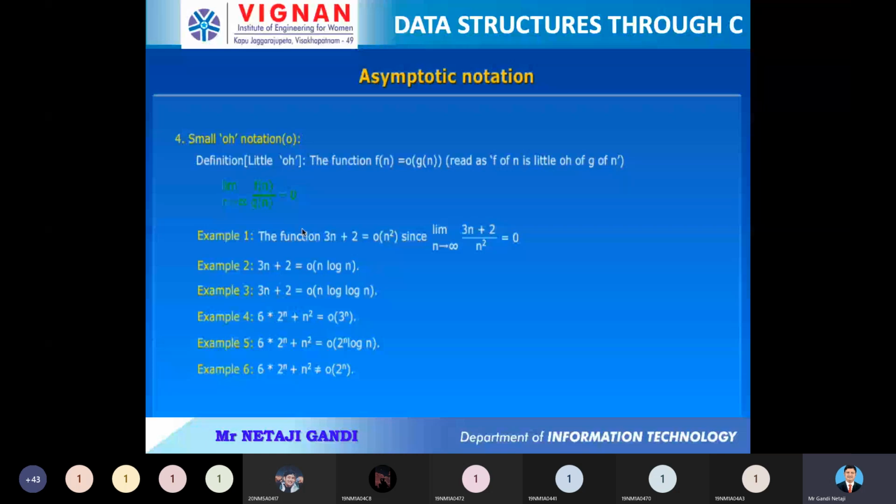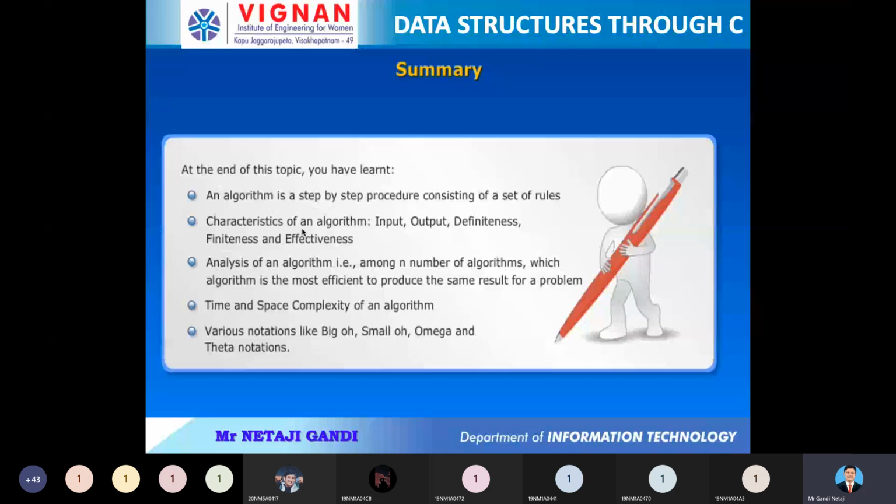Now this is the summary of the class so far. You have learned what an algorithm is, a step by step process, and its characteristics: input, output, definiteness, finiteness, effectiveness. Now, analysis of algorithm: how do you take the input, how do you get the output, what are the different steps to follow, what is the time complexity, and what is the space complexity?